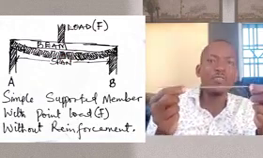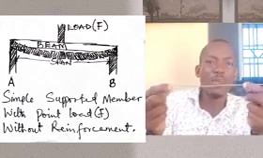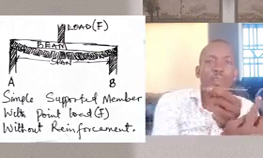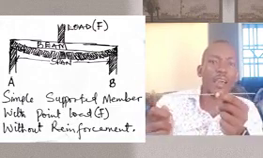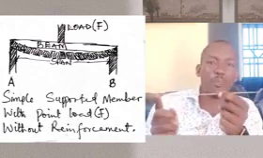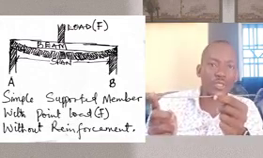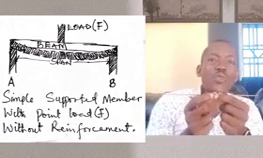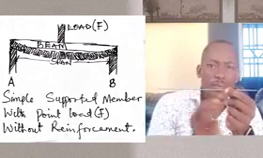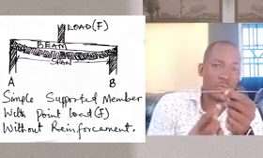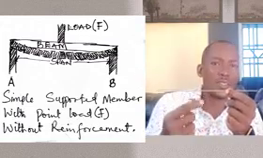So for instance, if the span is much, when I mean span, I'm talking about, for example, there's a pillar here and there's another pillar here. If the distance between this pillar and this other pillar is much, okay, you might need to increase the reinforcement you are putting at the bottom, to be 3 or more than 3.